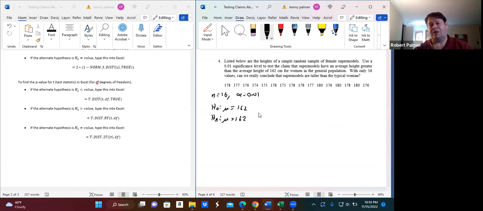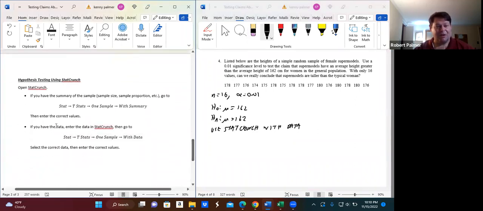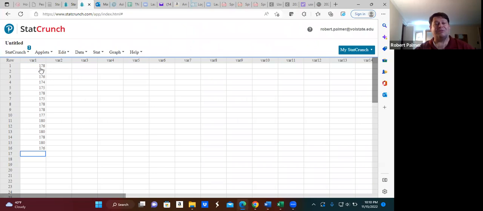Now, once again, we're going to use StatCrunch, this time with the data. That's going to be very similar to what we did before, but slightly different. If you look back on the left, I actually talked about this. If you have the data, do the same thing except you choose with data at the end. So let's take a look at that on StatCrunch. I already put our data here. That's the data we're going to use.